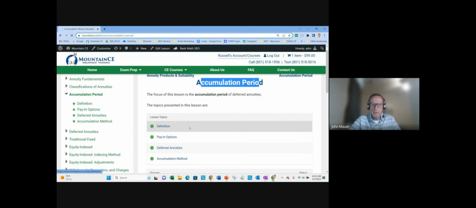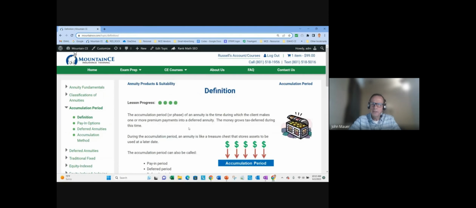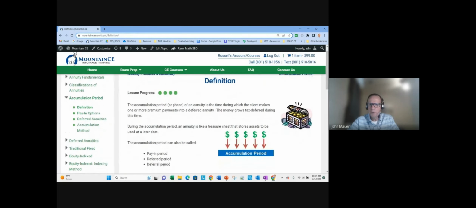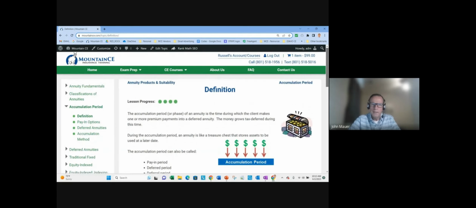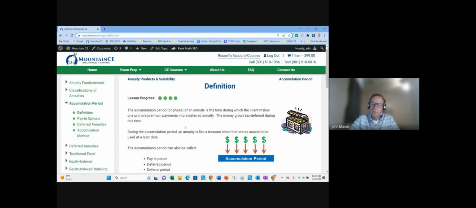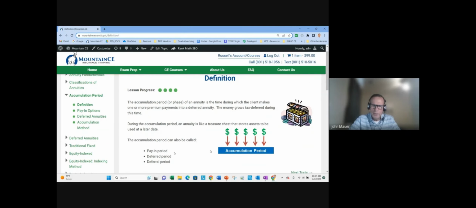So accumulation period is simply the period of time. It can also be called a phase when money is put into an annuity, and more specifically a deferred annuity. And so the accumulation period can be called a pay-in period. It can be called a deferred period. It can be called a deferral period. All those mean the same thing.